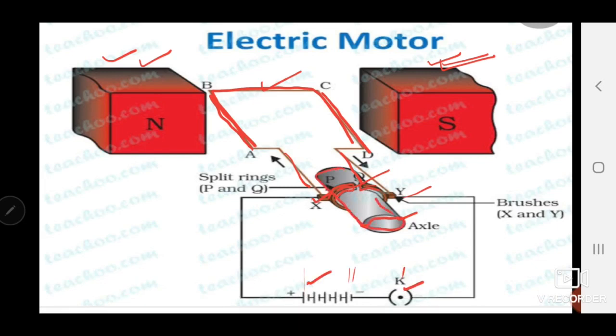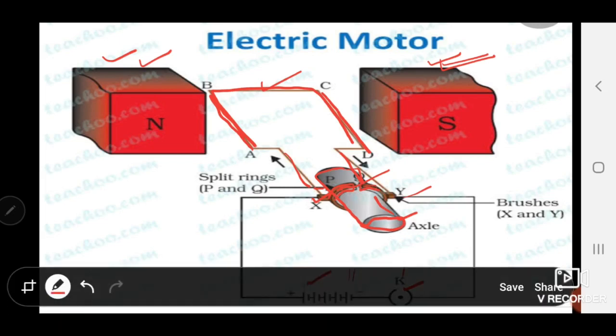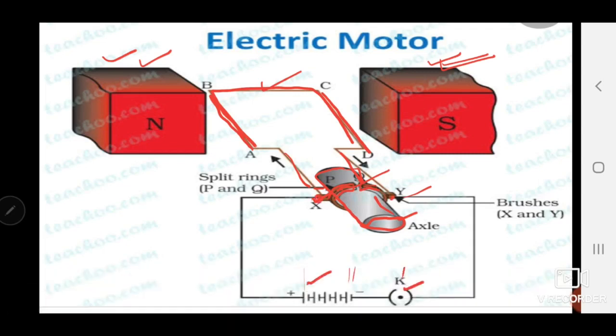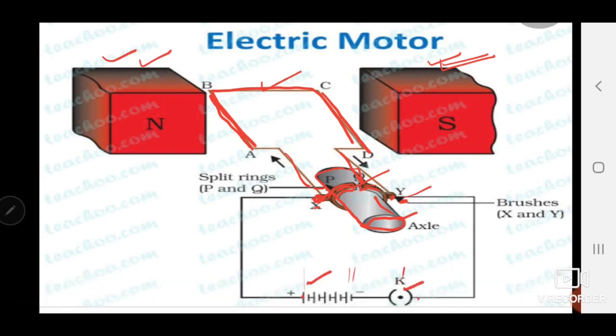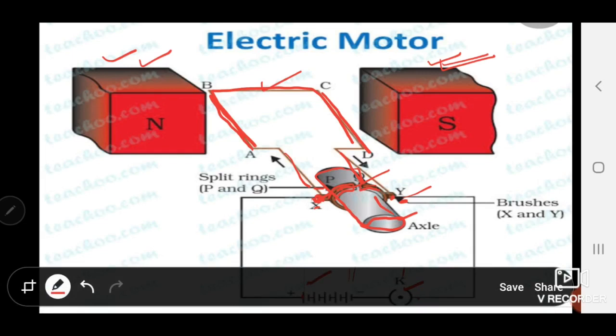This is an axle, as you discussed in your previous class, and these two are the split rings. The two ends are connected to P and Q, and the inner side of the split ring is attached to the axle. Here we have two edges, the brushes. These two brushes touch two conducting wires X and Y, which are connected to the terminals of the battery. This is the arrangement as I explained.